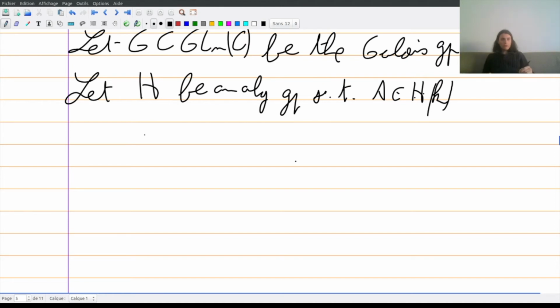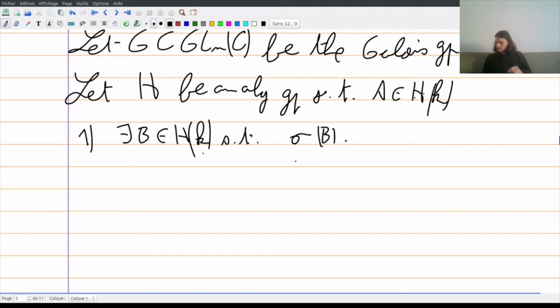So the first thing is that there is this B, there is this gauge transformation such that sigma of b A b minus 1 is a K point of G. So you can take a gauge transformation that would put your matrix inside G.